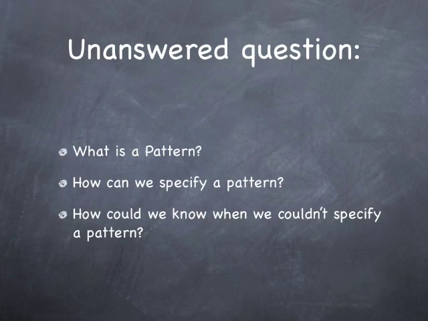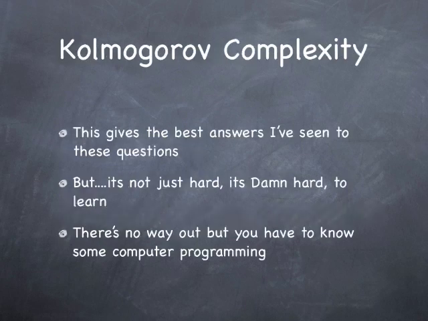Now, Dembski spends the rest of his book trying to sharpen these up. But really the best answer to these sorts of questions that I've seen so far comes from a field known as Kolmogorov complexity. And here's the problem, right? Kolmogorov complexity is not just hard to learn, it's damn hard to learn. Okay, and there's really no way out. You have to know some computer programming in order to do it.